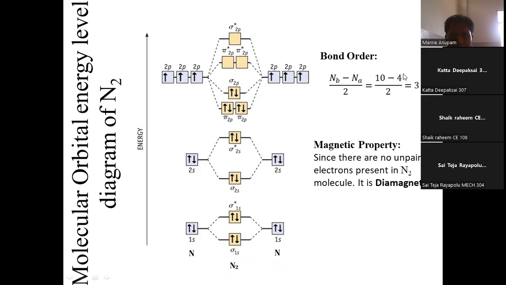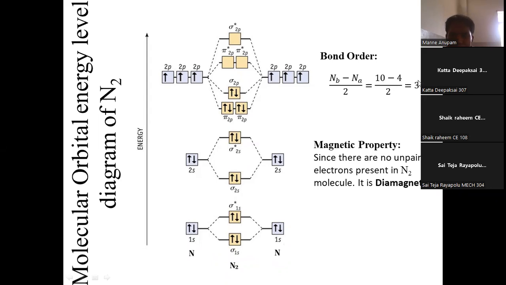10 minus, here we have 2 plus 2, 4. Anti-bonding 4 electrons are there. So 10 minus 4, divided by 2, is nothing but 3. So bond order is 10 minus 4 divided by 2, which is 6 divided by 2, which is 3.